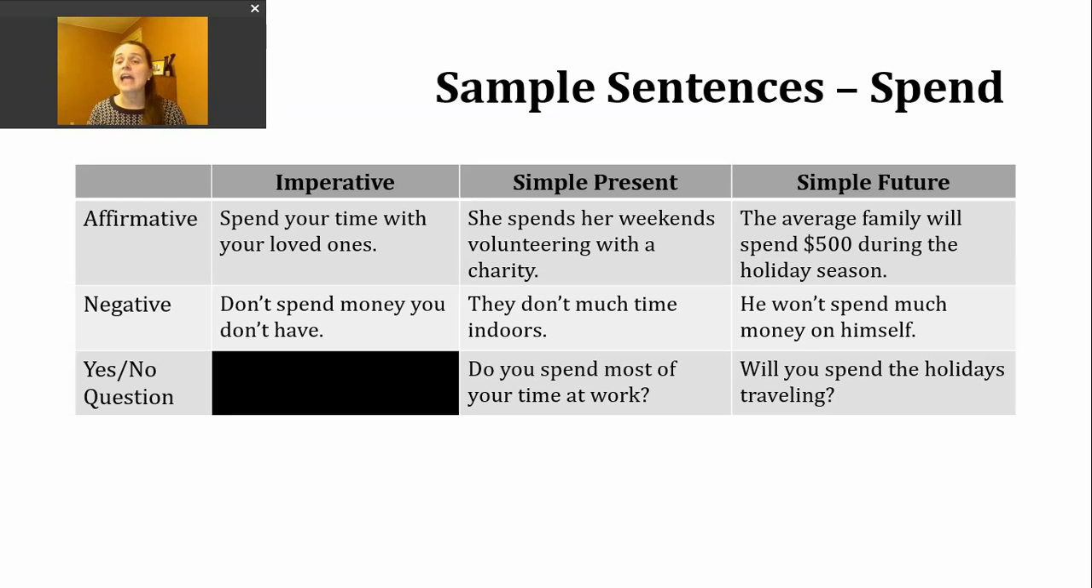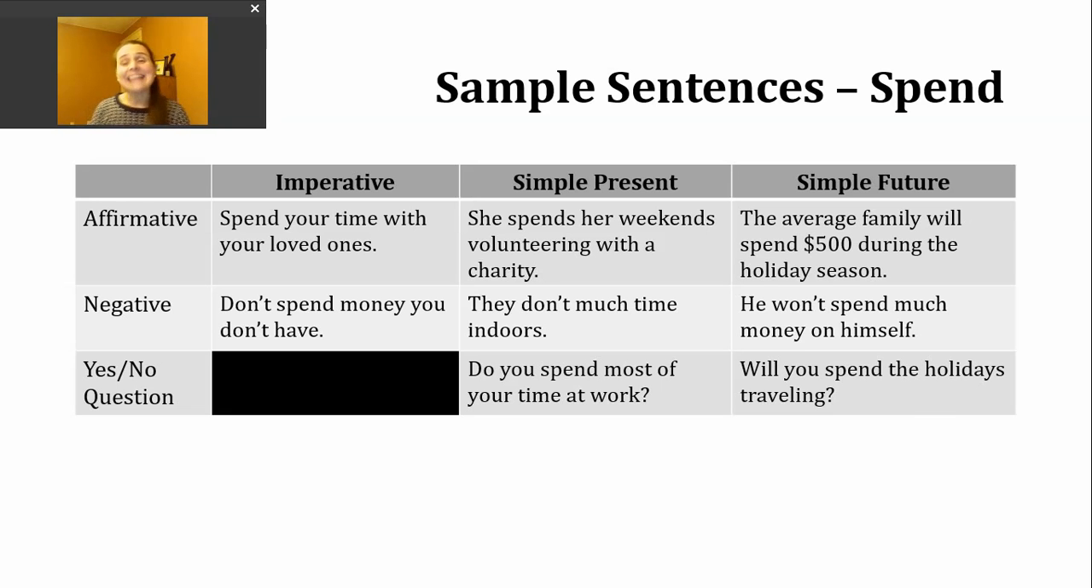Now let's take a look at the simple future. And today we're going to practice simple future sentences using will. And what's nice about that is our formation here is just going to be will and the base verb. And that will be true no matter what our subject is. Let's take a look at an example sentence. The average family will spend $500 during the holiday season.